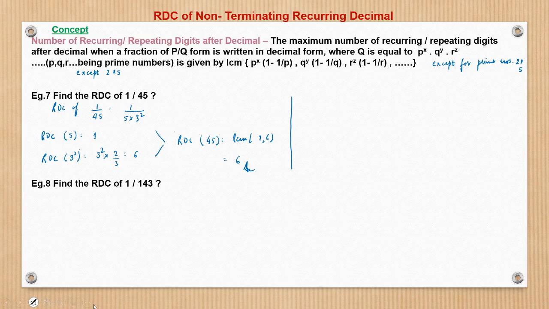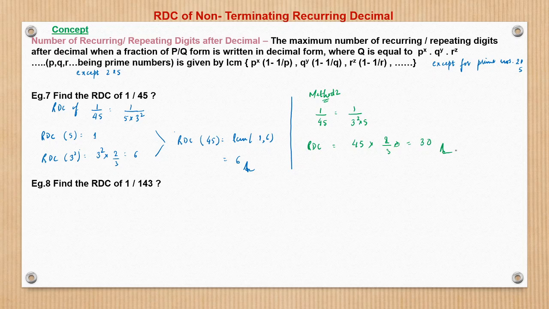Again, using the second approach we will solve to illustrate and consolidate the idea. So in method 2, 1 upon 45 is nothing but 1 upon 3 square into 5, right? So RDC would be nothing but 45 into 1 minus 1 upon 3, which is 2 by 3, and for 5 we do not write anything because there's no cyclicity. So from here we get 30, right, which is a multiple.